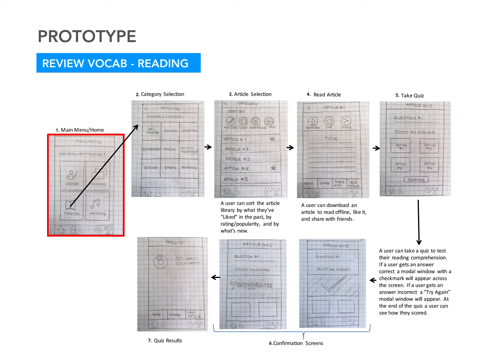By reading, you can select the category and the actual article, you can take a quiz on the article, and then you can rate it, share it with a friend, or see how you did on the quiz.